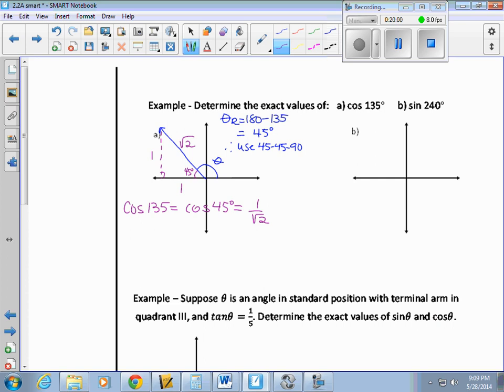But this is in quadrant 2. In quadrant 2, according to CAST rules, only sine is positive. So that means cos of 135 degrees is going to equal negative 1 over square root 2, which if I turn that into a proper radical, so rationalize it, it's going to be negative square root 2 over 2. So that is my final answer.